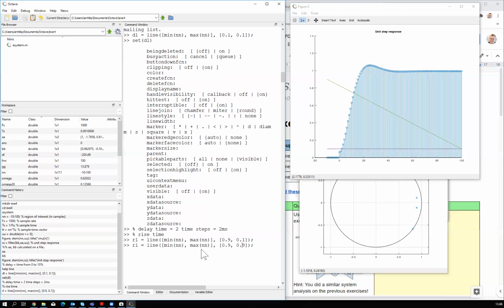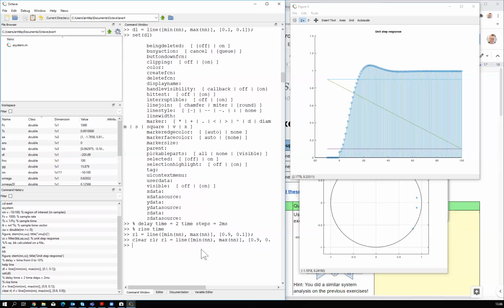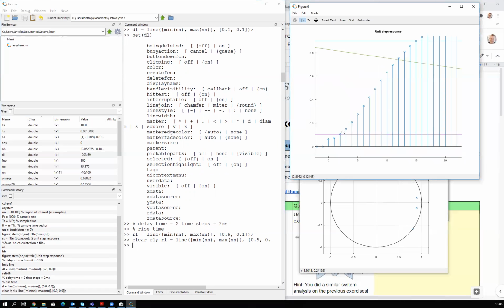Okay, but nothing to worry about. I just clear my RL and oh, it didn't do it. Okay, whatever. But anyways, that's my rise time. But rise time is practically time from 10% to 90%. So we have 15 time steps, which means 50 milliseconds.